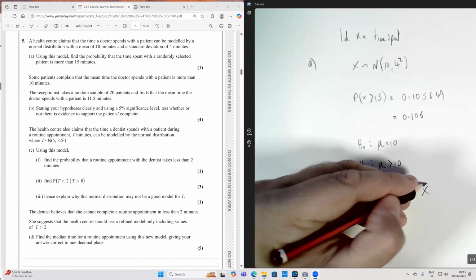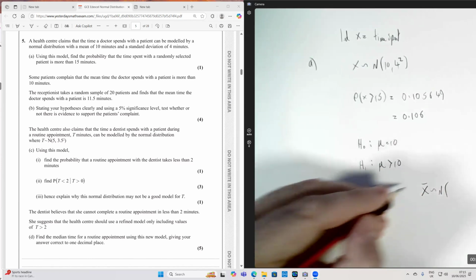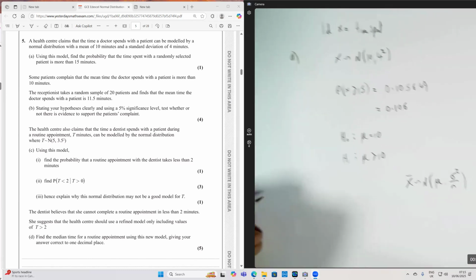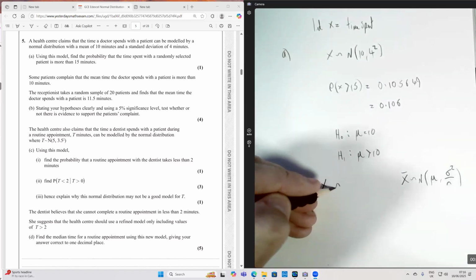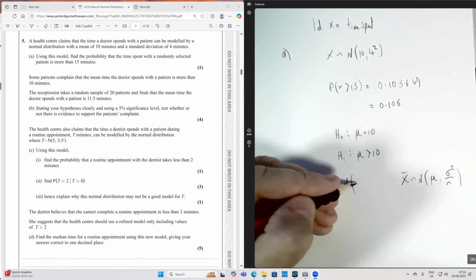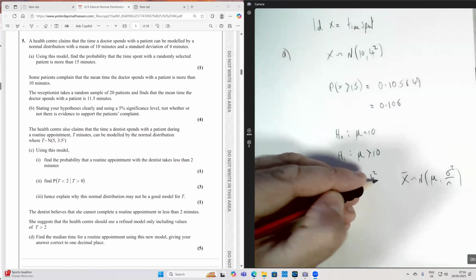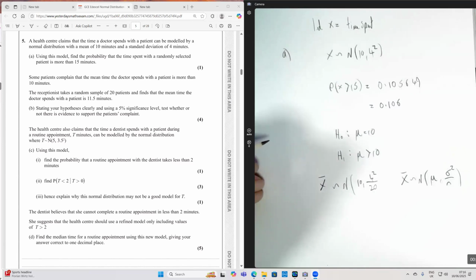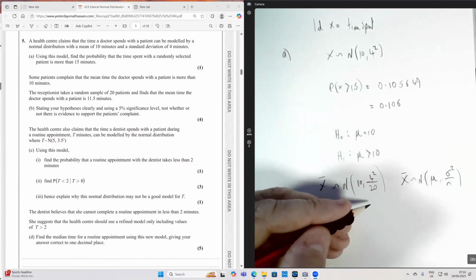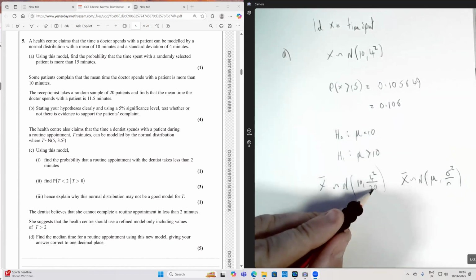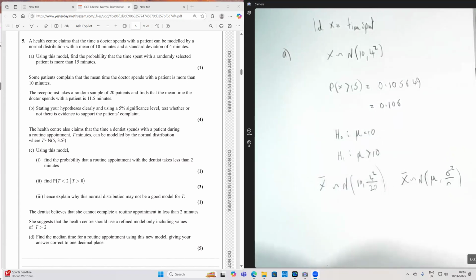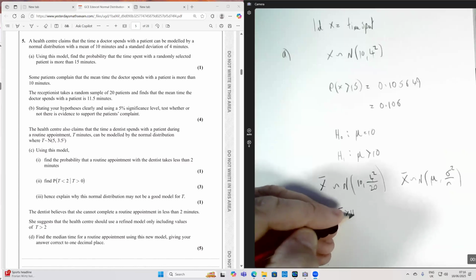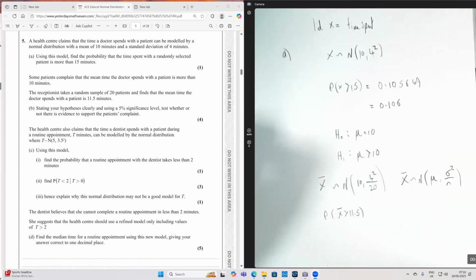We've got a sample from a normal distribution, and when we have a sample from a normal distribution, the distribution is given by mu and sigma squared over n. So in this case, our distribution for our sample is going to be that our mean is 10, our standard deviation is 4, and our sample of patients is 20. Just remember that when you put that in your calculator, you need to square root that. That's the important thing. And we're finding out that the doctor actually spends 11.5 minutes, so we're going to put that into our distribution and see what we get.